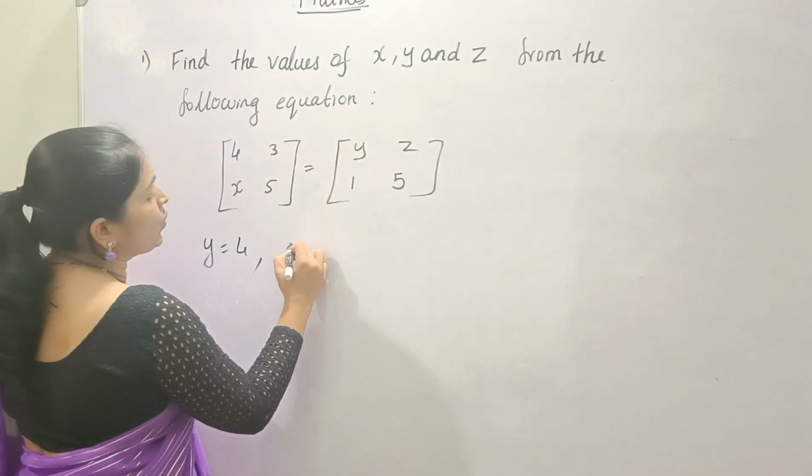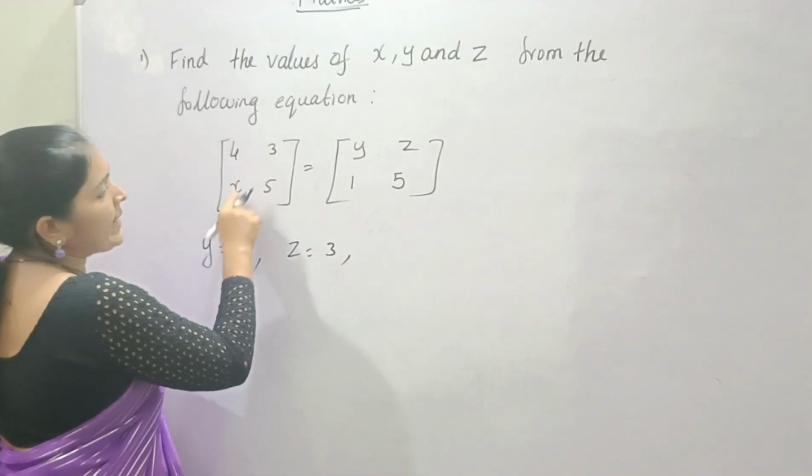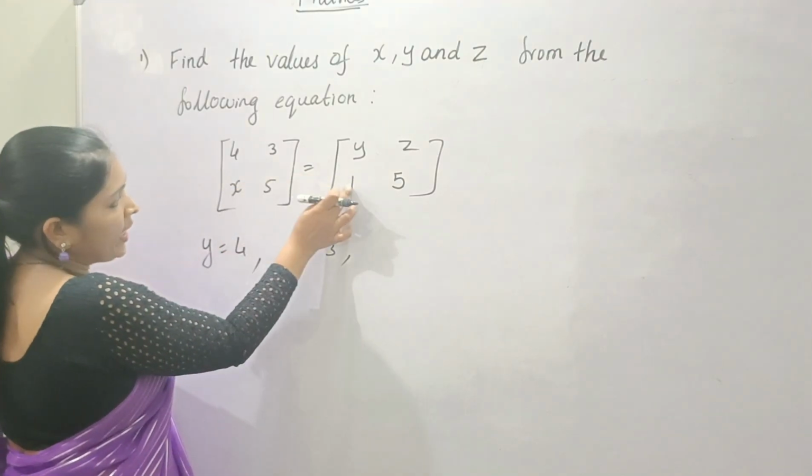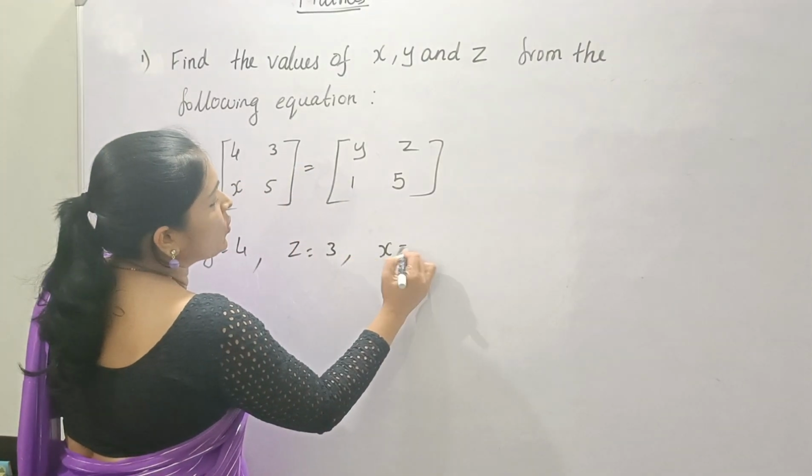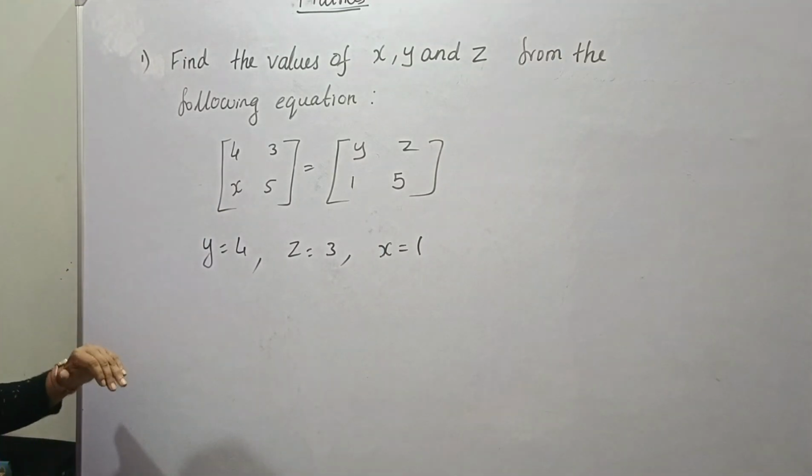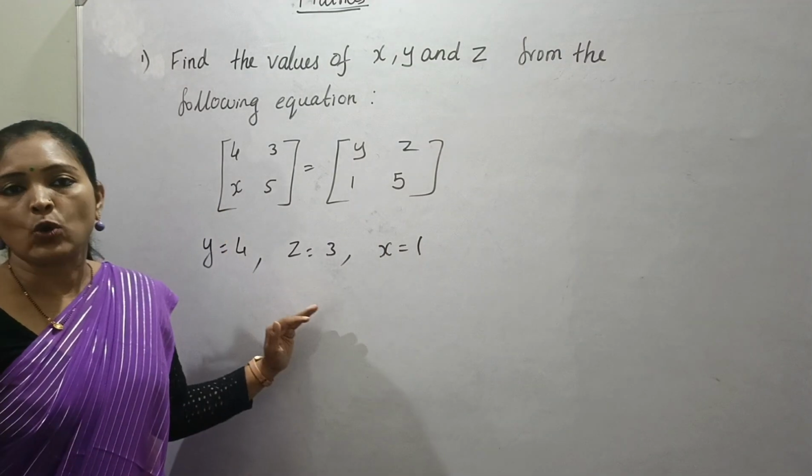Then z is equal to 3. Then x is equal to 1, its corresponding element is 1. So x is equal to 1. So x is equal to 1, y is equal to 4, z is equal to 3.